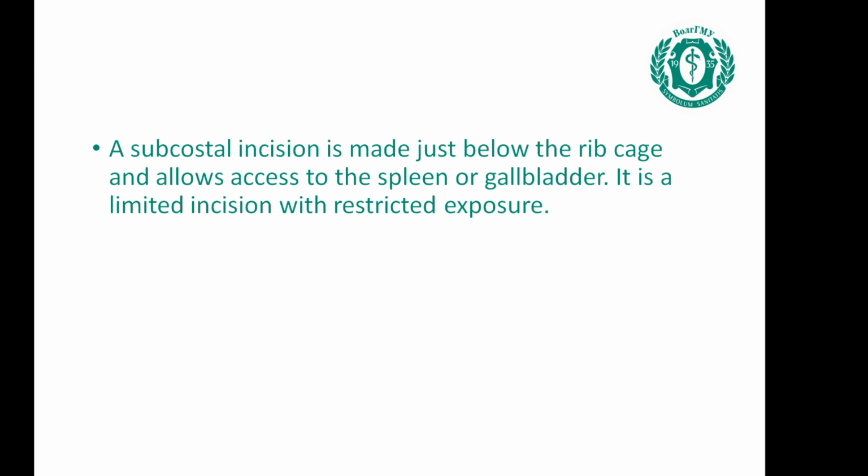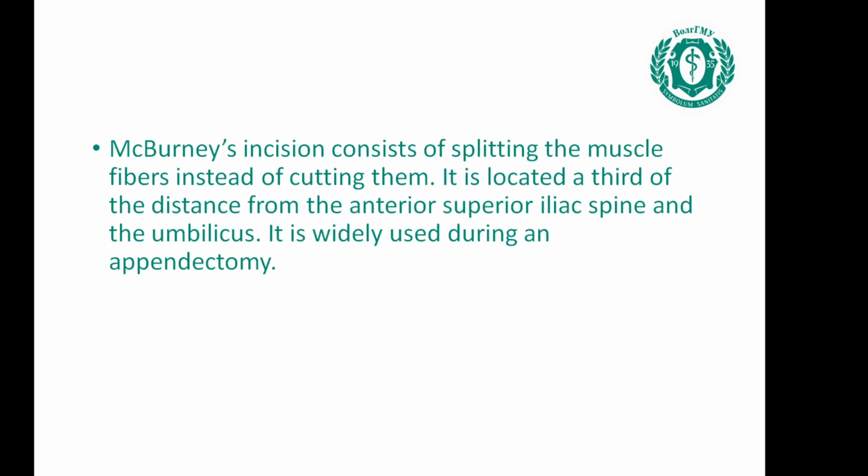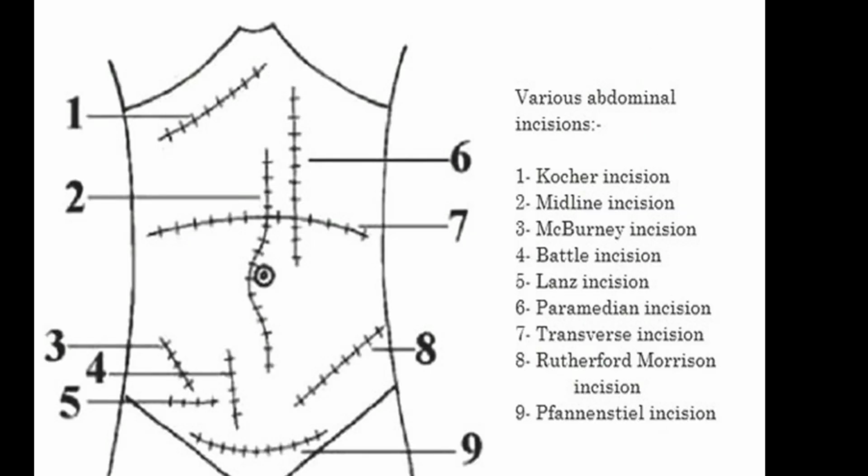Subcostal incision is made just below the rib cage and allows access to the spleen and gallbladder. It is a limited incision with restricted exposure. McBurney's incision consists of splitting the muscle fibers instead of cutting them. It is located a third of the distance from the anterior superior iliac spine and the umbilicus. It's widely used during an appendectomy.